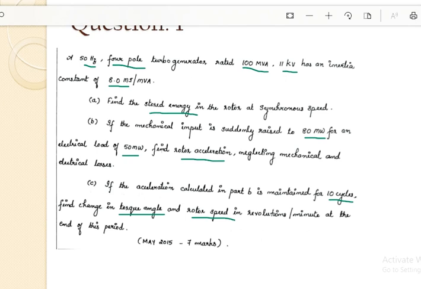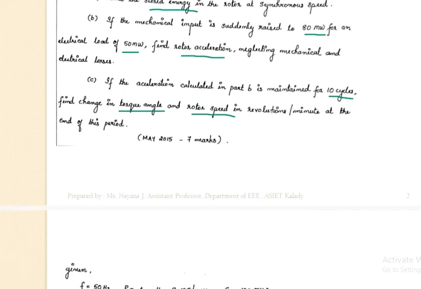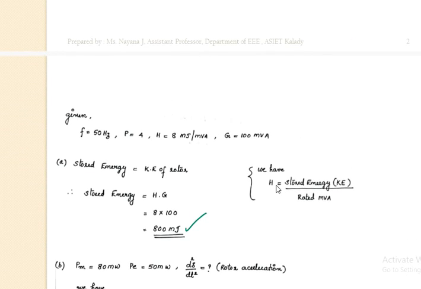Frequency is given, rating of the machine is given, number of poles is given as 4, the voltage is given as 11 kV, inertia constant is given as H. You are asked to calculate the stored energy. So stored energy is nothing but the stored kinetic energy of the system. How will you calculate it? You have two equations. Kinetic energy is equal to half J omega S square, or otherwise, you remember that H, the inertia constant, is equal to stored kinetic energy divided by rated MVA.